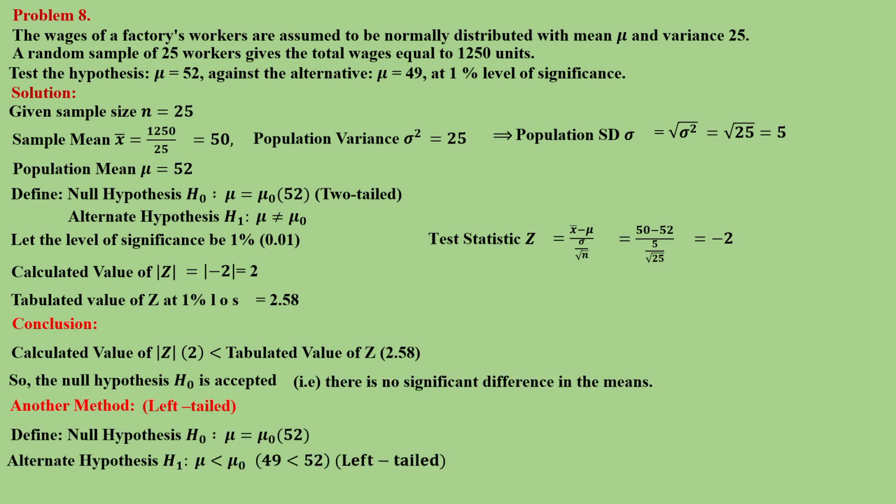Next, another method we are using, left tail method. So mu less than mu naught. Here the calculated value is same, as it is minus 2. Keep minus 2 as it is. If you are taking modulus value, then you have to take the tabulated value also modulus value. Then calculated value in that case is greater than the tabulated value, right? Note that whenever you are using left tail, if you are having minus value, keep it as it is. That is easy, so you will not get confused, right?